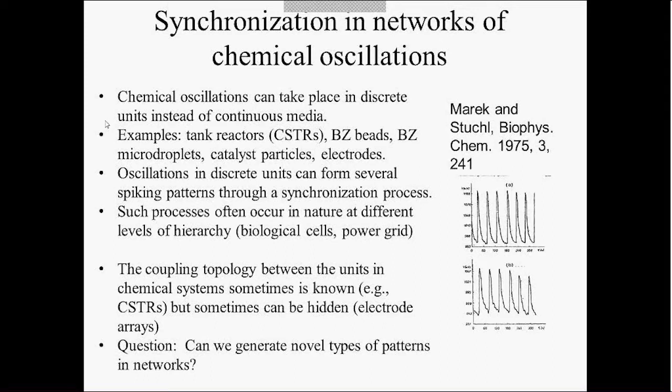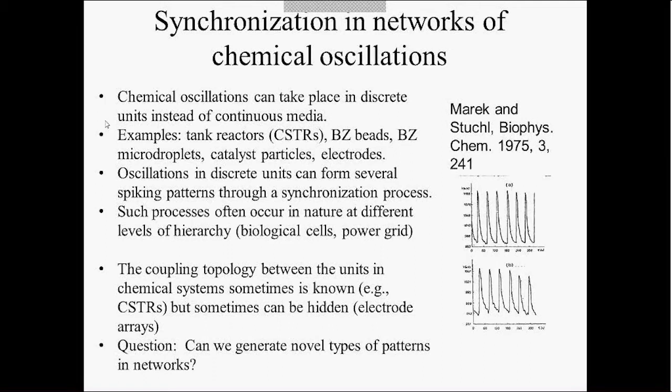Many different types of synchronization type patterns can be observed within these systems, and such processes can often occur in different types of real-world systems as well, such as biological cells or the power grid. Generally, the coupling between these can sometimes be known or unknown, depending on the type of system. And so our question was, can we generate these novel types of patterns that you see in these systems in our electrochemical ones?